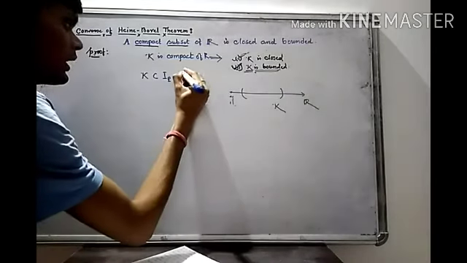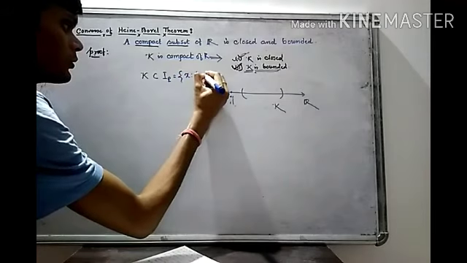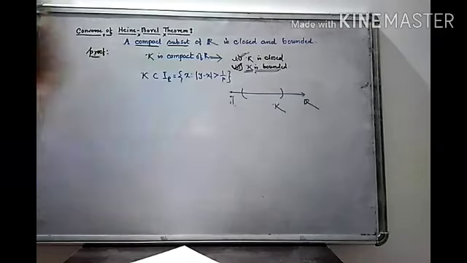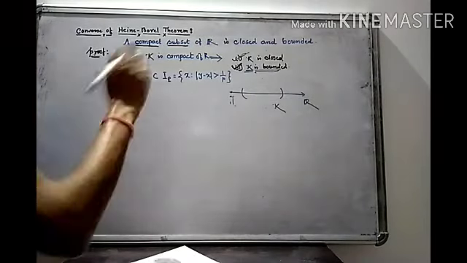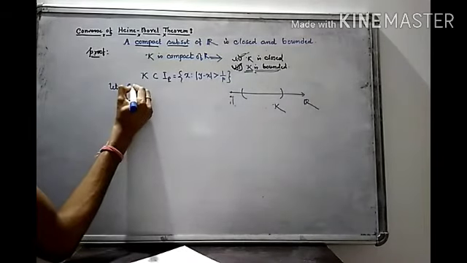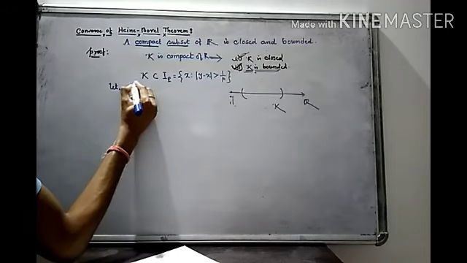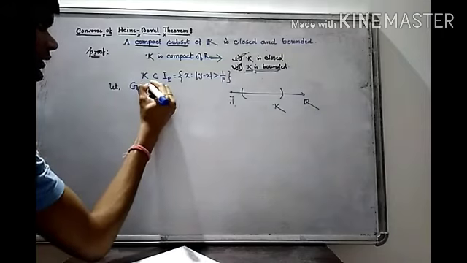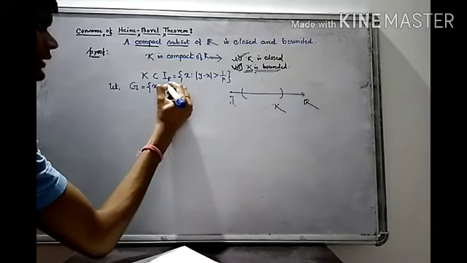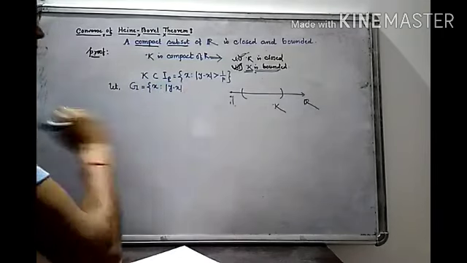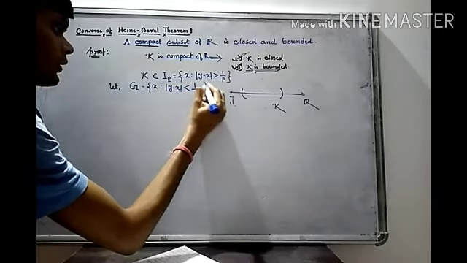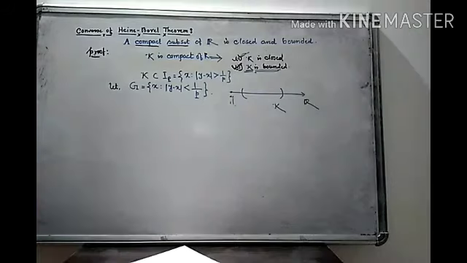And what is IP? IP is the set of all x such that mod of y minus x is strictly greater than 1 by p, and K is contained in this. Now look here, I am considering another set G. This is the set of all x such that mod of y minus x is strictly less than 1 by p.